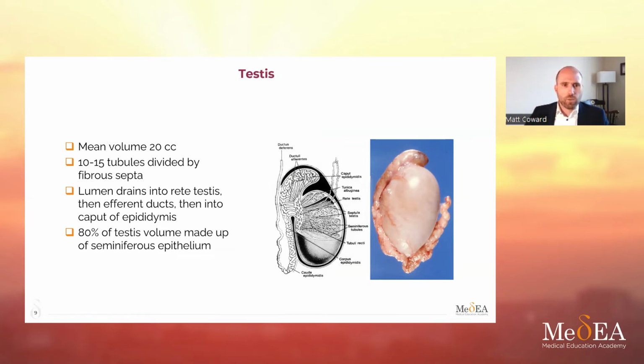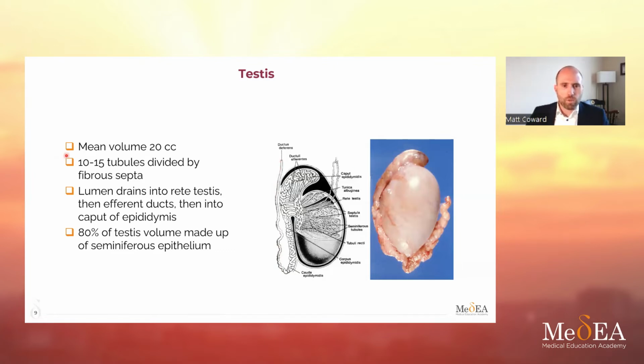There are 10 to 15 tubules called seminiferous tubules, which are divided by fibrous septa. And each seminiferous tubule drains into the rete testis, which is kind of like the river delta here at the hilum of the testicle. From the rete testis, the sperm then drain through the efferent ducts, which are shown here, into the head of the epididymis or the caput of the epididymis. From there, the sperm travel through the mid-pole of the epididymis called the corpus, and then the cauda epididymis, before it enters the convoluted vas deferens and then the straight portion of the vas deferens.